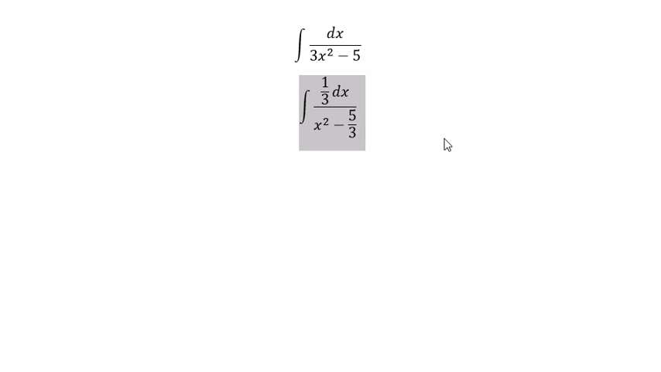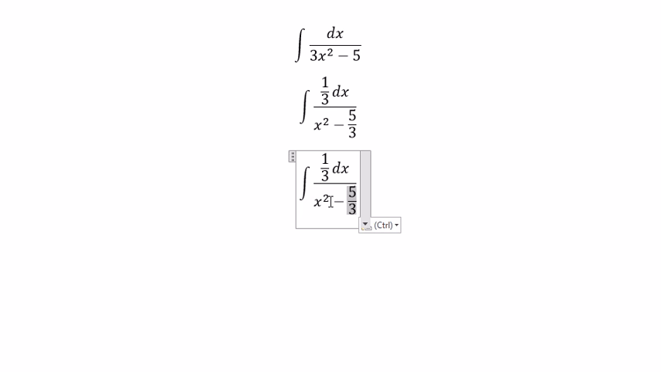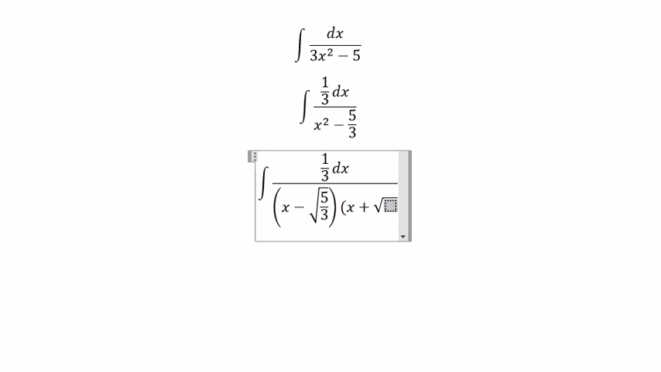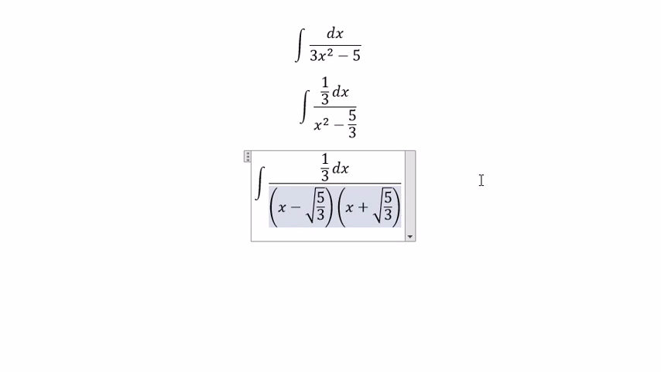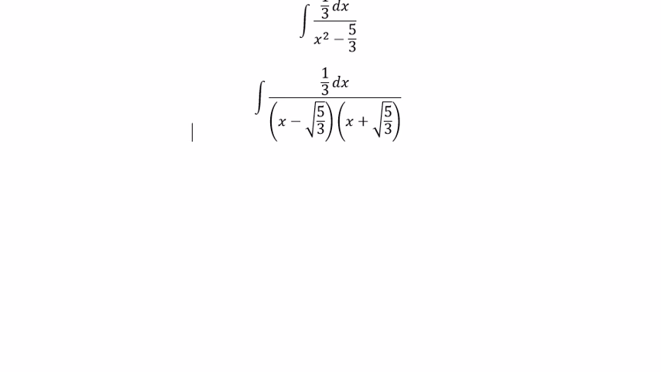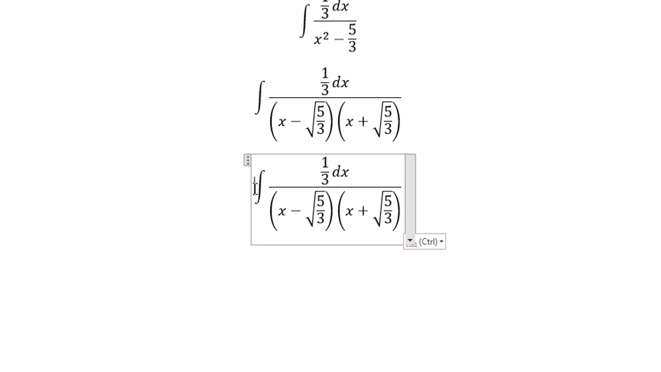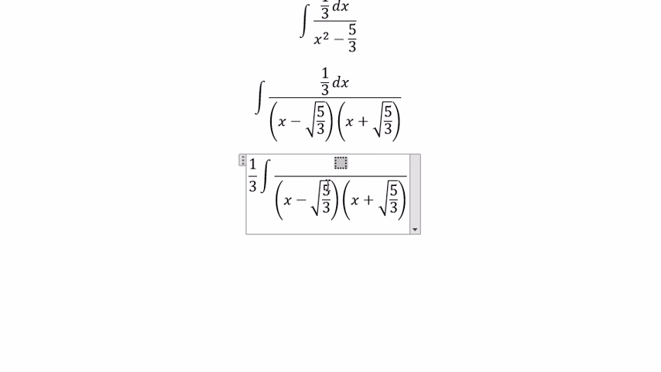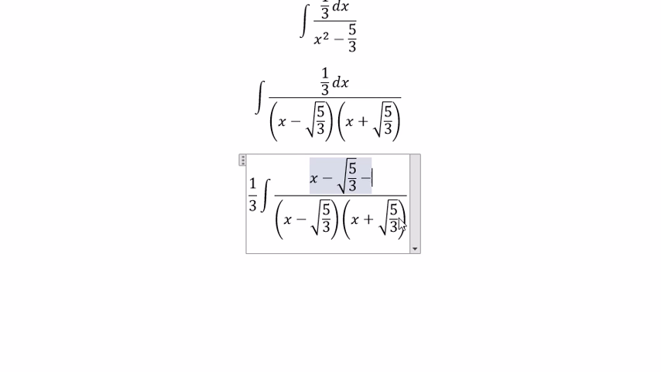Next, this one we can put about x minus the square root of 5 over 3 and x plus the square root of 5 over 3. We put 1 over 3 in here. So on numerator we put about this one minus this one.